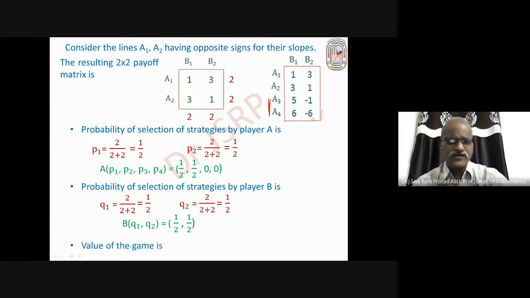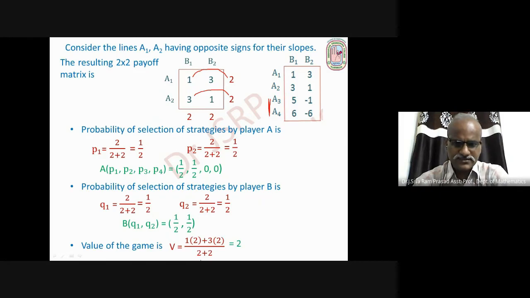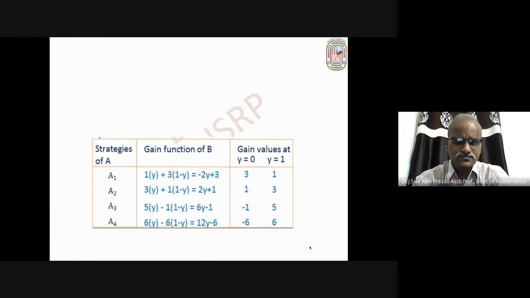Okay. Then the value of the game is calculated with the corresponding first column. So 1 into 2 plus 3 into 2 divided by 2 plus 2. That is 2. So the value of the game is 2. Okay. So this is one optimal solution to the game. So the value of the game is 2. Okay. Right. Next, consider another combination.